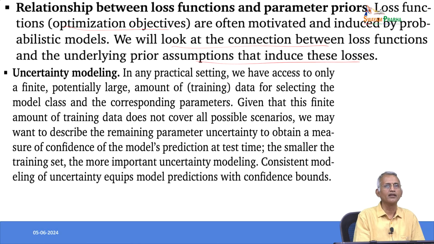Next, uncertainty modeling. In any practical setting, we have access to only a finite, potentially large, amount of data for selecting the model class and corresponding parameters. Given that this finite amount of training data does not cover all possible scenarios, we may want to describe the remaining parameter uncertainty to obtain a measure of confidence of the model's prediction at test time. The smaller the training set, the more important the uncertainty modeling. Consistent modeling of uncertainty equips model predictions with confidence bounds.